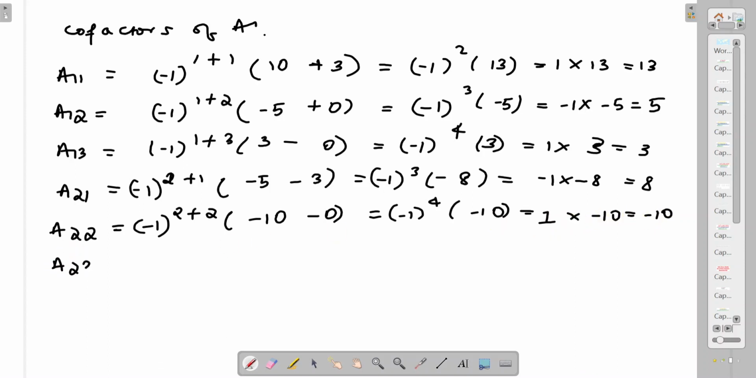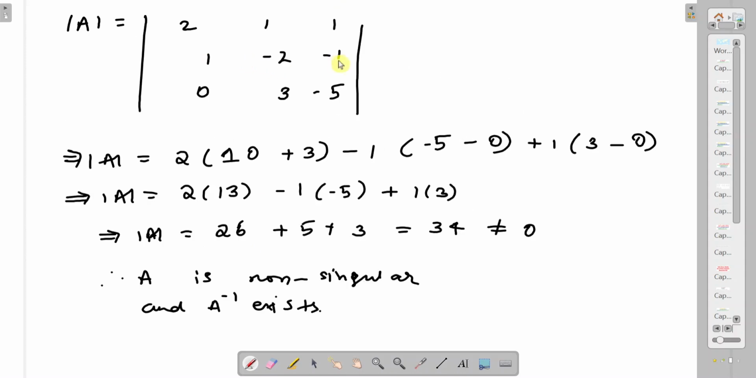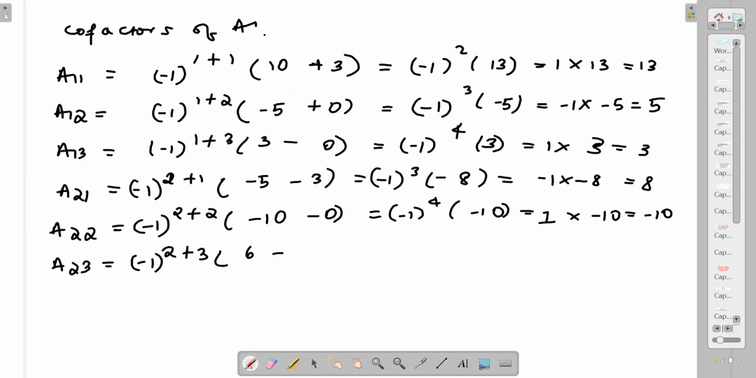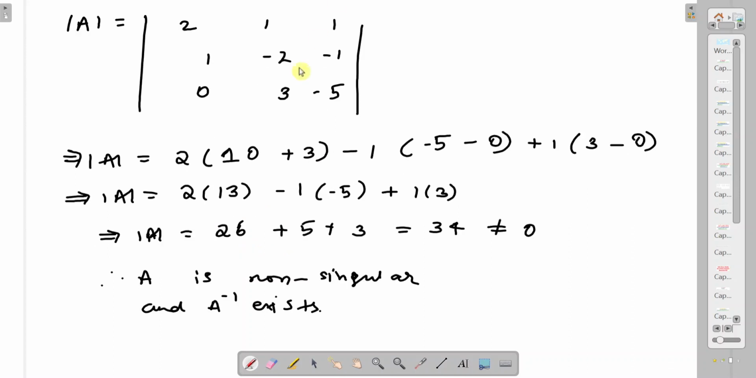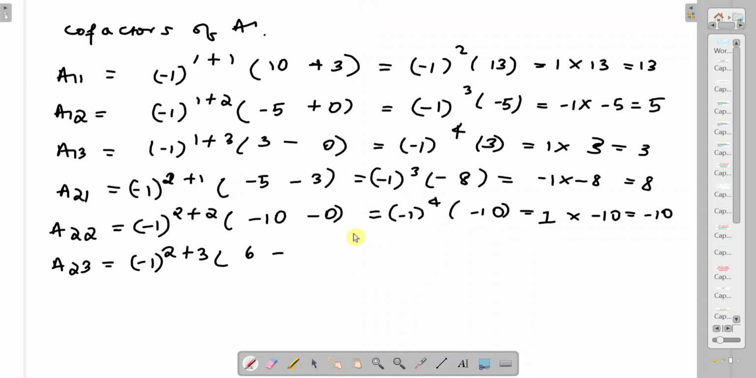Then A23, so minus 1 raised to 2 plus 3. Now we have to hide the second row in the third column. 3 times 2 is 6, and then minus of 0 times 1 is 0. So this will be equal to minus 1 raised to 5 multiplied by 6, which is minus 1 multiplied by 6, which is minus 6. Okay, then we will find A31.